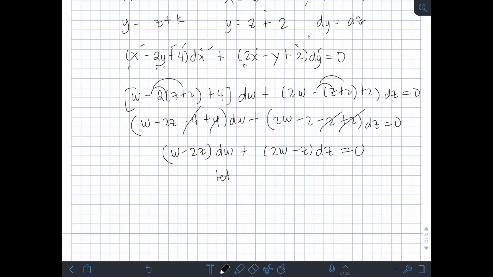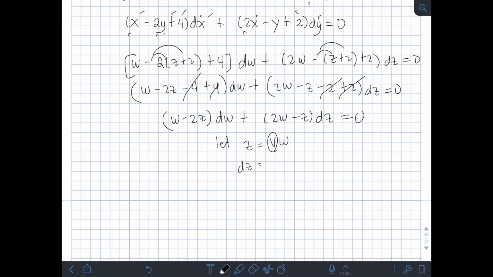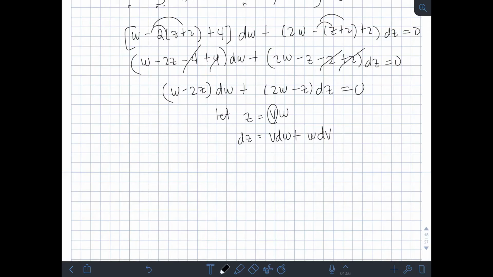So, let this time z be equal to vw. So, yung gumamit tayo ng v variable. Okay? Therefore, dz is equal to vdw plus wdv. And then, tsaka natin ngayon isa-substitute ulit dito sa original de in terms of v na. So, we have w as is minus 2. Z, papalitan natin ng vw. And then, yung dw as is plus 2. W as is minus z, papalitan natin ng vw, and then si dz magiging vdw plus wdv equal 0.